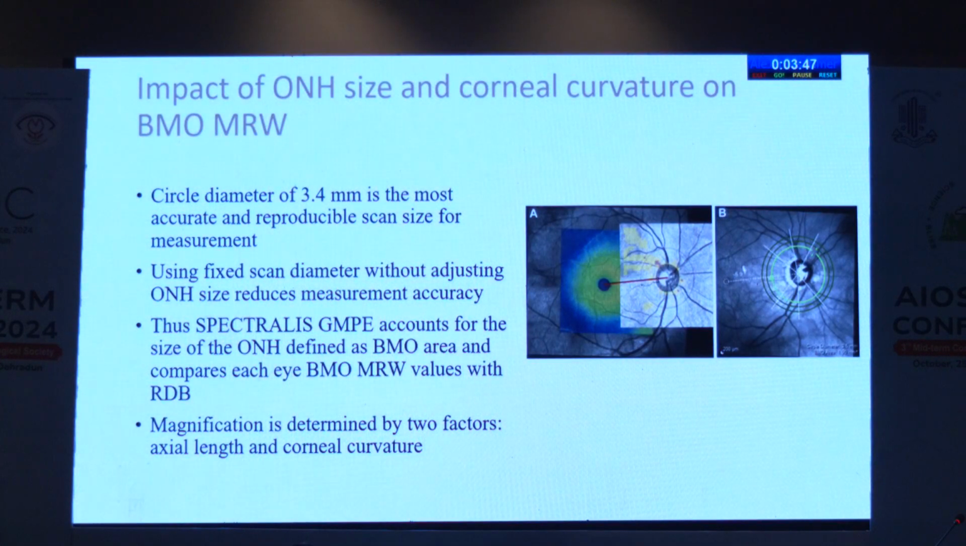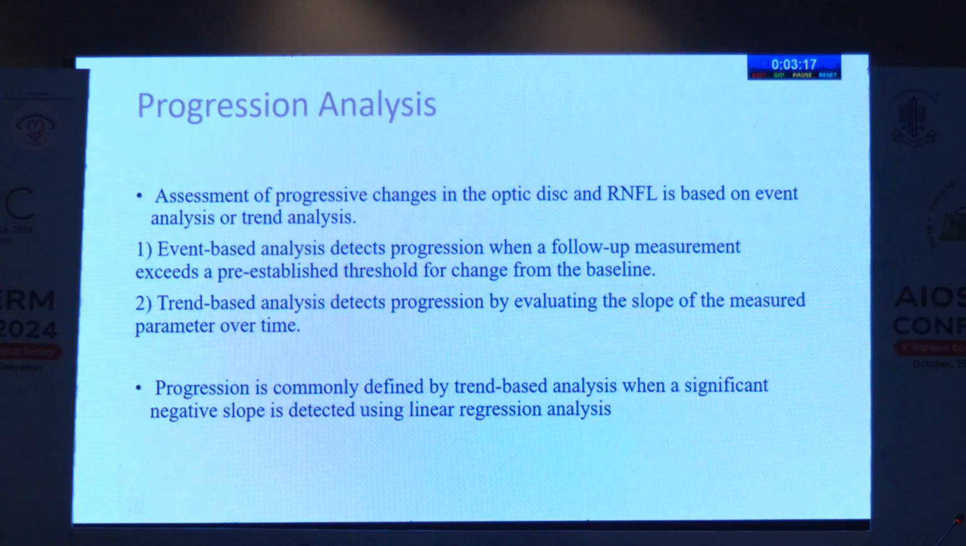So what is the impact of the optic nerve head size and corneal curvature on the BMO-MRW? The circle diameter of 3.4 mm is the most accurate and reproducible scan for the measurement. Using a fixed scan diameter without adjusting for optic nerve head size reduces the measurement accuracy. Thus the Spectralis glaucoma module premium edition accounts for the size of the optic nerve head, defined as the BMO area, and it compares each eye's BMO-MRW with the reference database. So magnification is determined by two factors, axial length and the corneal curvature.